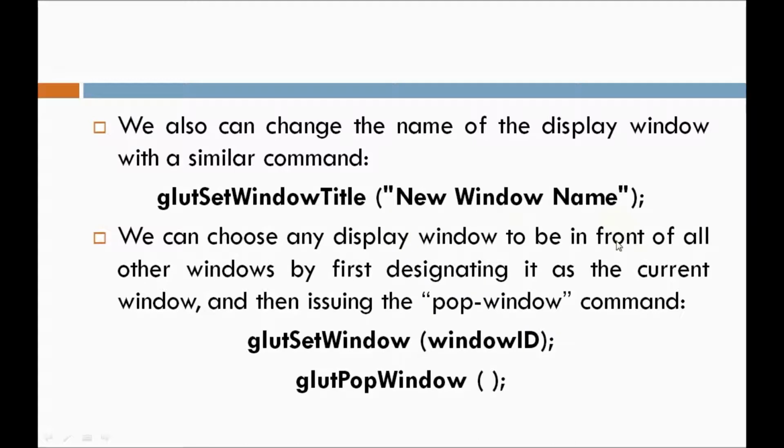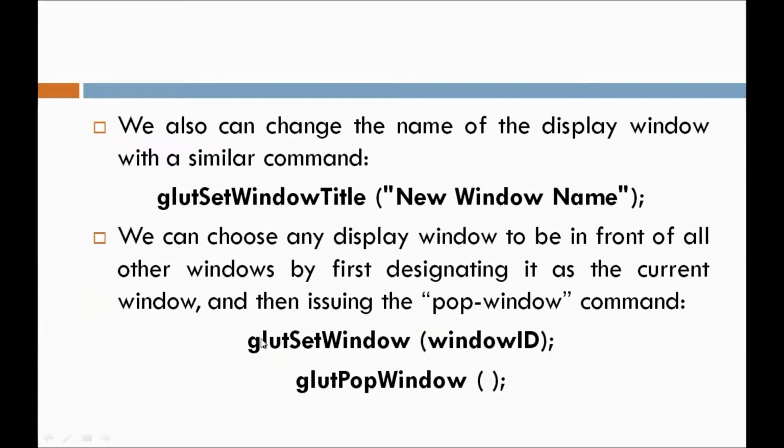Now next, we can choose any display window to be in front. For example, if there are 3 windows, you can move 2 windows to the background and move 1 window to the front side. How can you do that? We can move a display window in front of all the other windows by first designating it as the current window and then issuing the pop window command. So for example, in 3 windows, I need to make the first window appear in front and the second and third windows moved into the background.